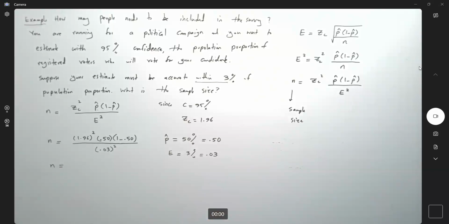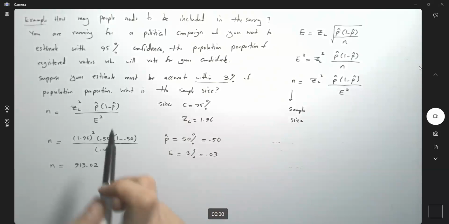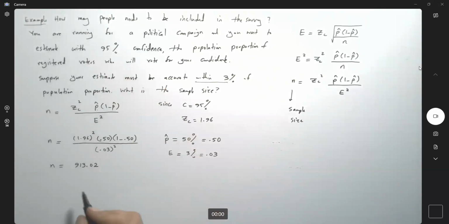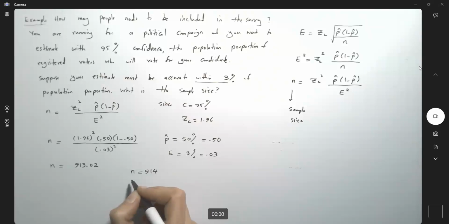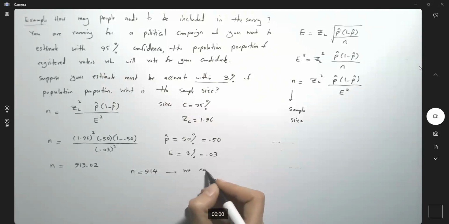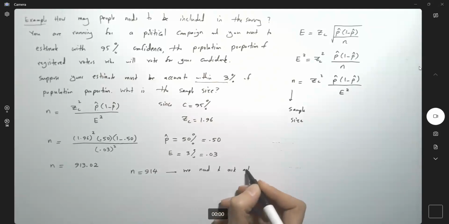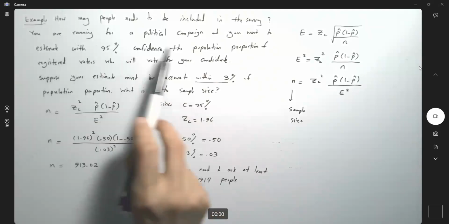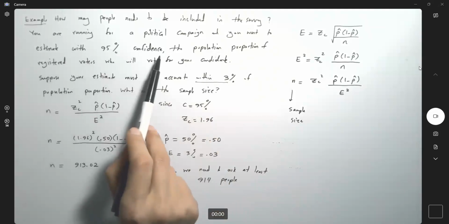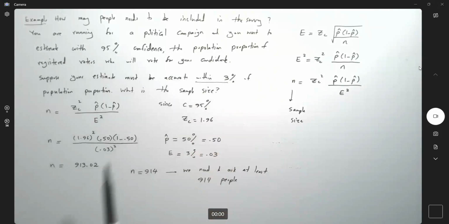So if we use our calculator, the sample size is roughly 913.02. But since it's the number of people, how many people, we should round it up. So you're going to say that N is at least 914 people. So we need to ask at least 914 people to have a 95% confidence for population proportion.